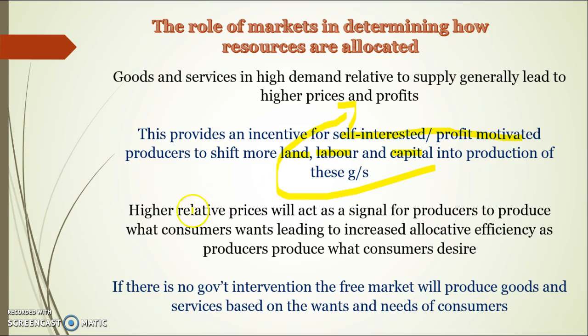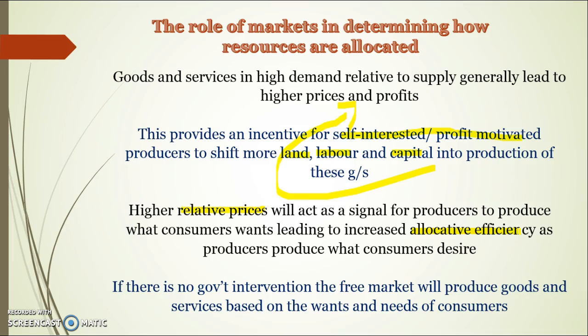So when there's higher relative prices, if that's caused by increased demand, this acts as a signal for producers that, right, that's what consumers want, we're going to shift resources into that area because we're going to generate more profits. And that's good for allocative efficiency because it generally leads to consumers getting what they want. Producers want to produce what consumers want, unlike a planned economy where they might set a certain amount and people might miss out. In a market economy, generally producers will produce more of a good if there's high demand, and that's good for allocative efficiency because that's ensuring that people get what they want.